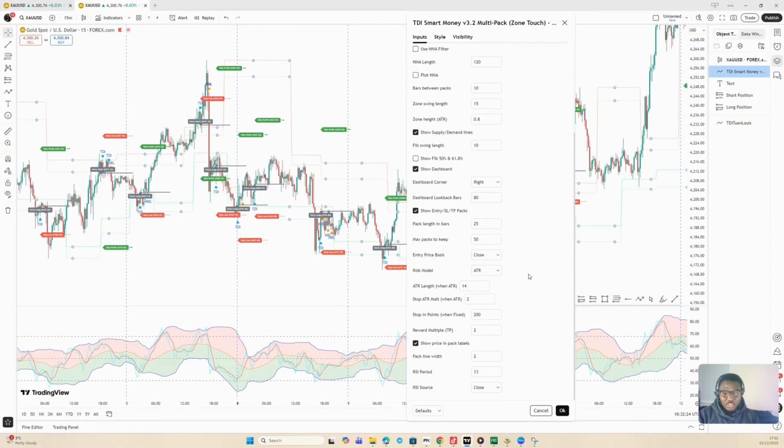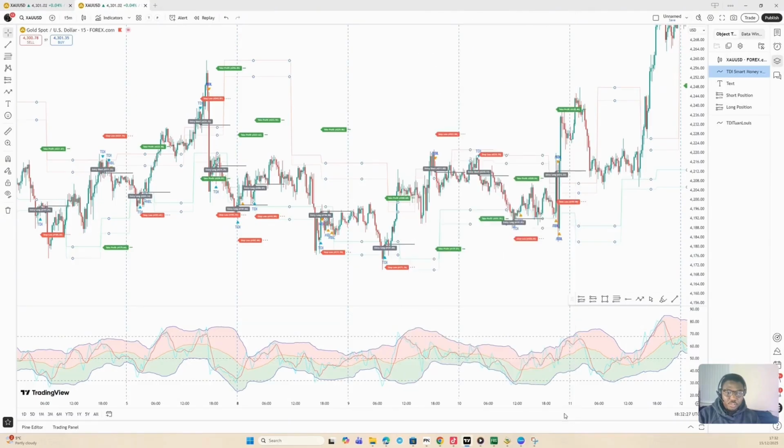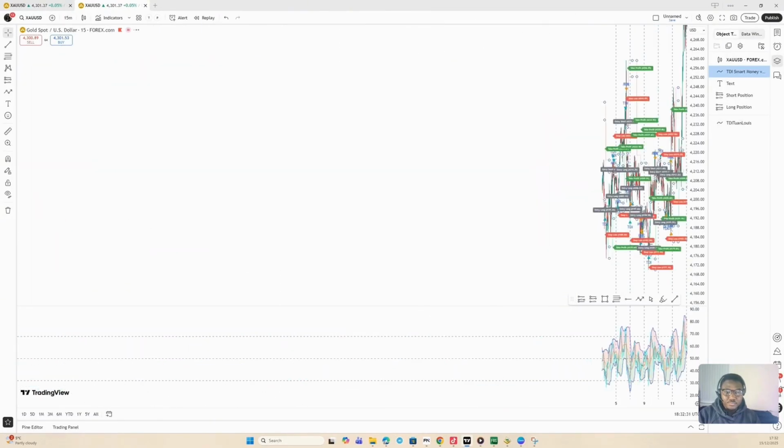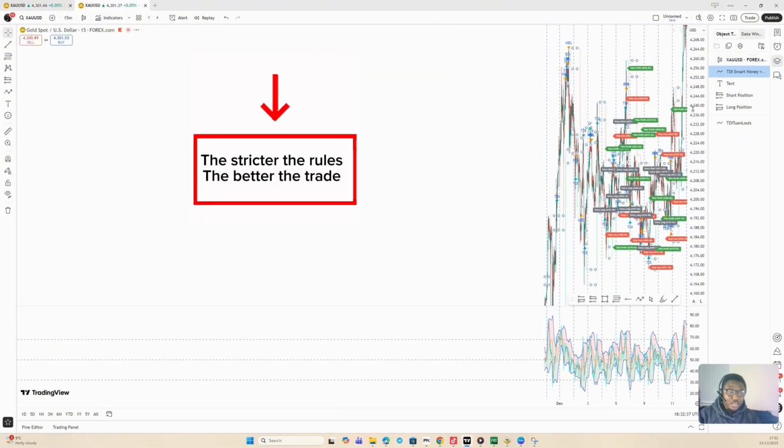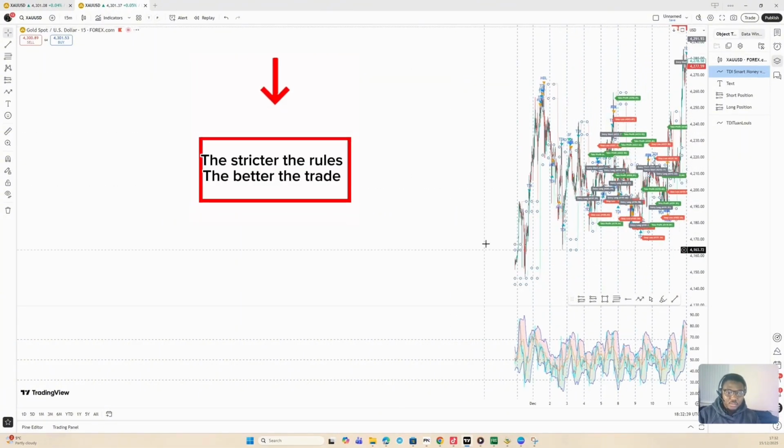So that is what I want to show you on TradingView, just for you to see how it picks trades and all of that. And the stricter you make the rule, the better the trades you get. All right, so that's how it works.